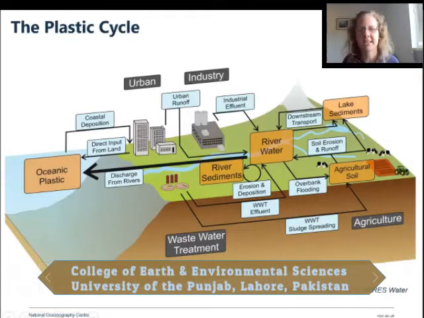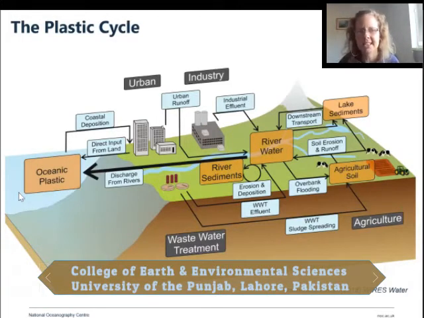If we think about this in terms of a cycle, we often hear about how plastics start on land, they travel via rivers and they end up within the oceans. But we know, of course, that the system is a lot more complex than that. And in fact, sometimes plastics don't necessarily go in this linear fashion. They can go and return back to where they came from.